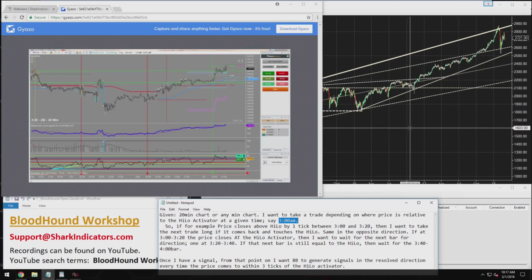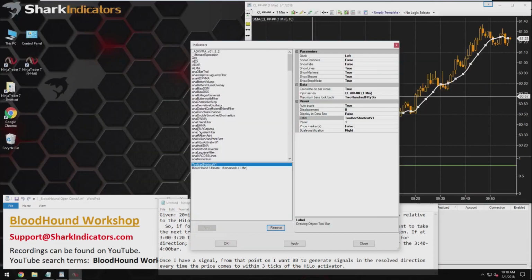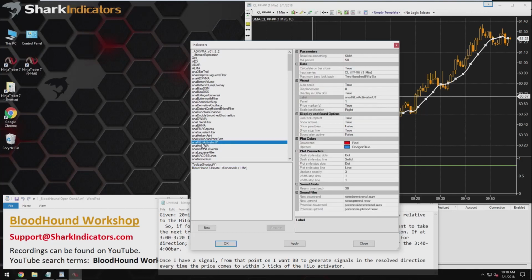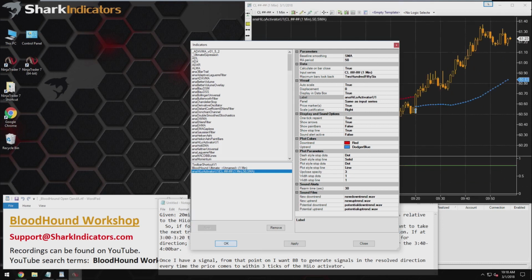Let's break this down first. The high-low activator is an indicator. There we go, high-low activator U1, that is the indicator here. I'm just going to use default settings here. So let's put that on the chart.